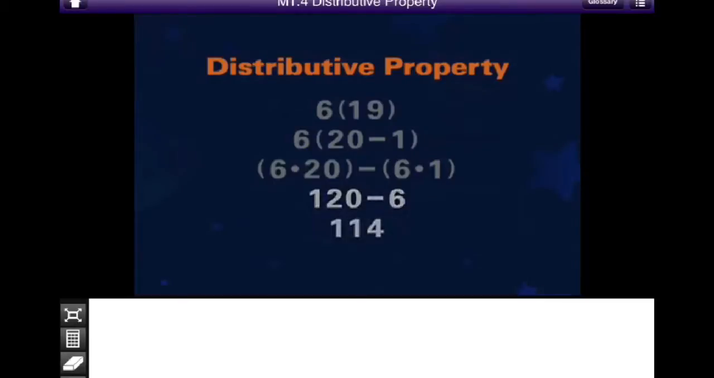Hey, I see why 20 minus 1 was an excellent choice. It's easier to multiply 6 times 20 and 6 times 1 and subtract than it is to multiply 6 times 19. That's right, Luria. Multiplication is easier if you distribute your numbers wisely. This distributive property is too cool. Okay, hopefully you think so too.